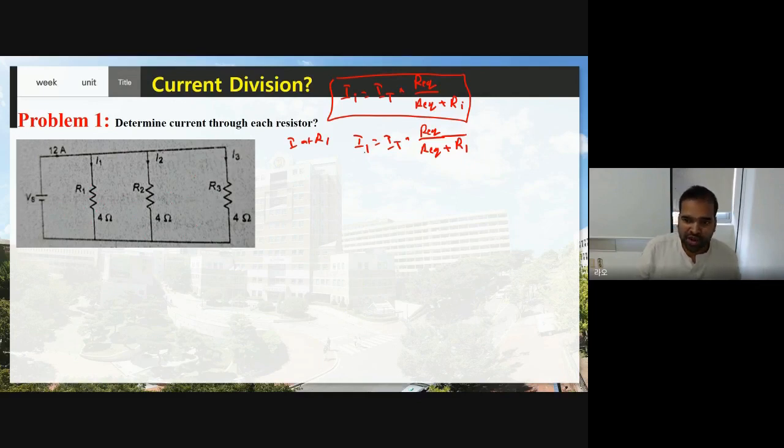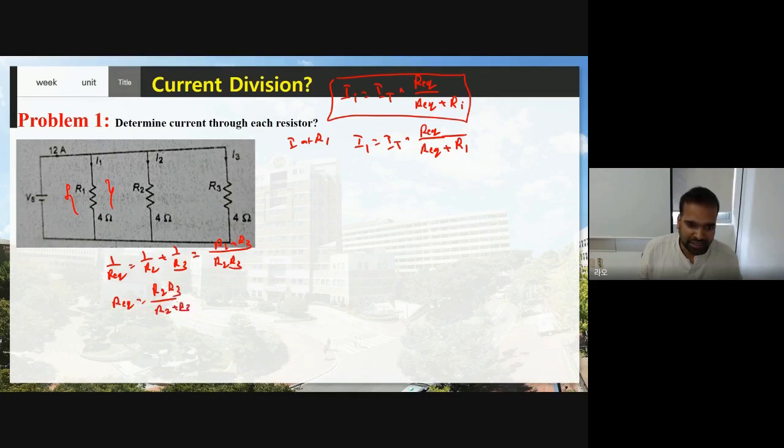Here, as you are finding current at R1, you should not consider this R1 resistor. So how many opposite resistors? R2 and R3, two resistors you have. So 1 by R equivalent equal to, you need to consider R2 and R3, and these two are connected in parallel, that is R equivalent. If you take the LCM of R2 and R3, you will get R2 plus R3. So R equivalent equal to R2 R3 by R2 plus R3.